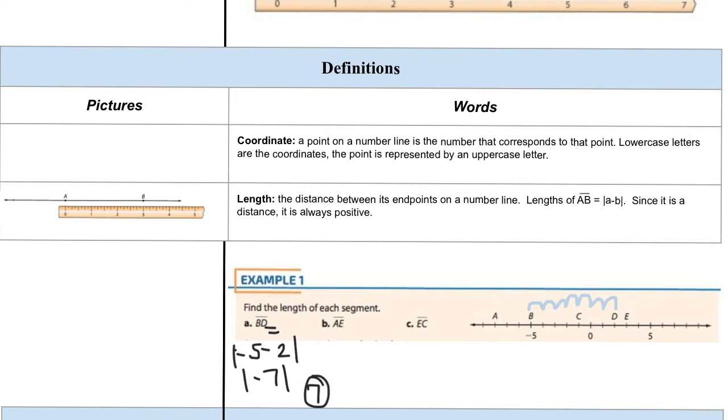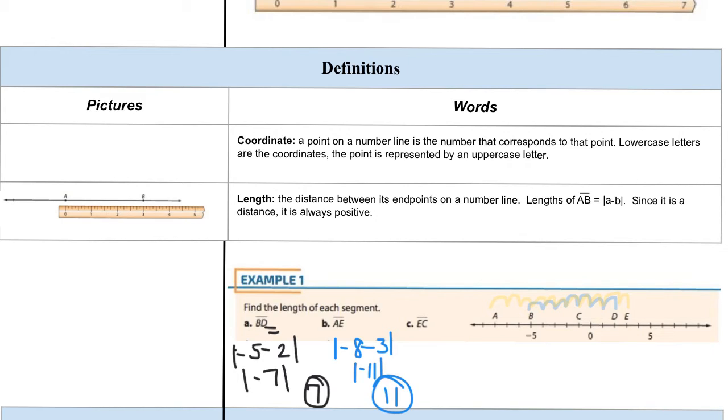All right, so let's find the length of AE. So the length of AE, A is, let's see, -5, -6, -7, -8. So that's -8 minus E, which is at 3. So that's the absolute value of -11, and the distance is 11 units. Once again, you could count if you wanted from A to E: 1, 2, 3, 4, 5, 6, 7, 8, 9, 10, 11, and we'd get to E.